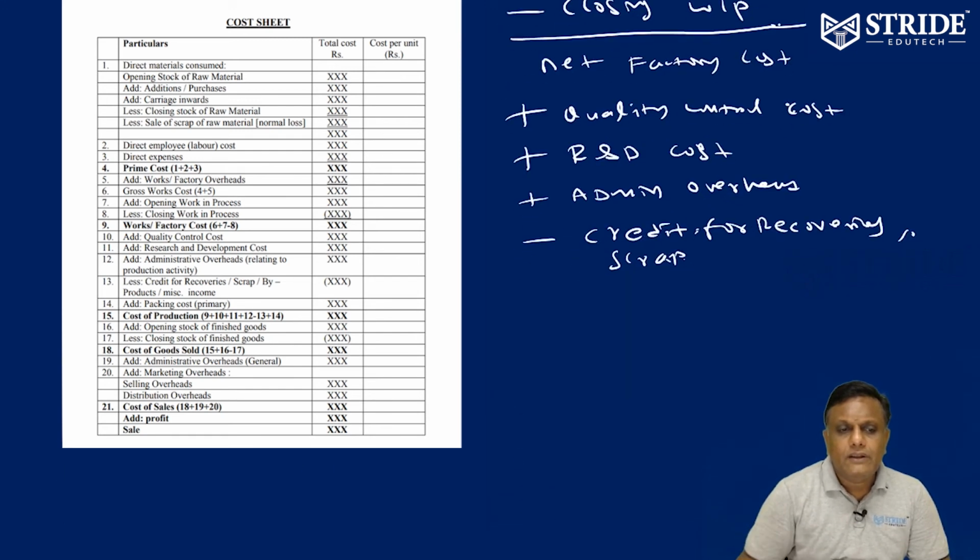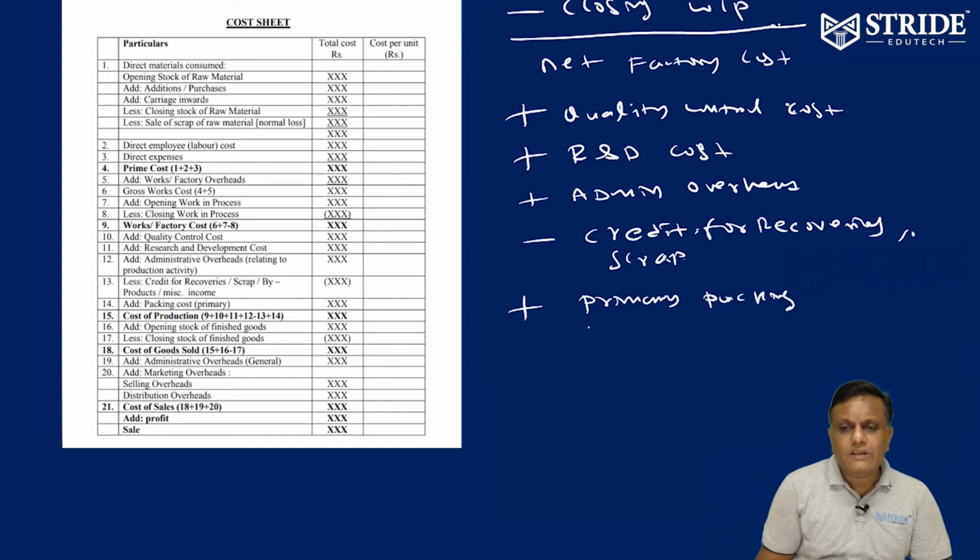To the answer, we can add primary packing. There are two types of packing: primary packing and secondary packing. Primary packing is related to cost of production. Secondary packing is related to selling and distribution overheads. So if you add primary packing, the result is called cost of production.